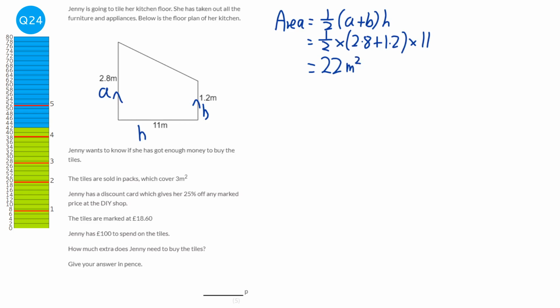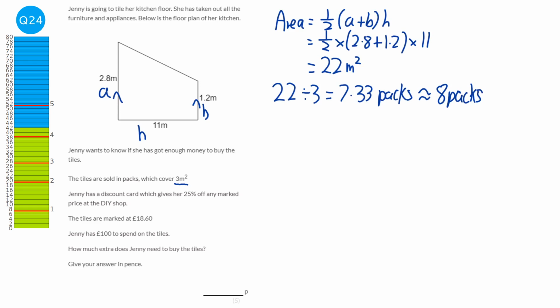And it says here that the tiles are sold in packs which cover 3 meters squared. So if each pack covers 3 meters squared, we're going to do 22 divided by 3, which will be 7.33 packs that we need. Now obviously you can't get 0.33 of a pack. So we're going to have to get 8 packs and just have some left over. So we'll need 8 packs in total.